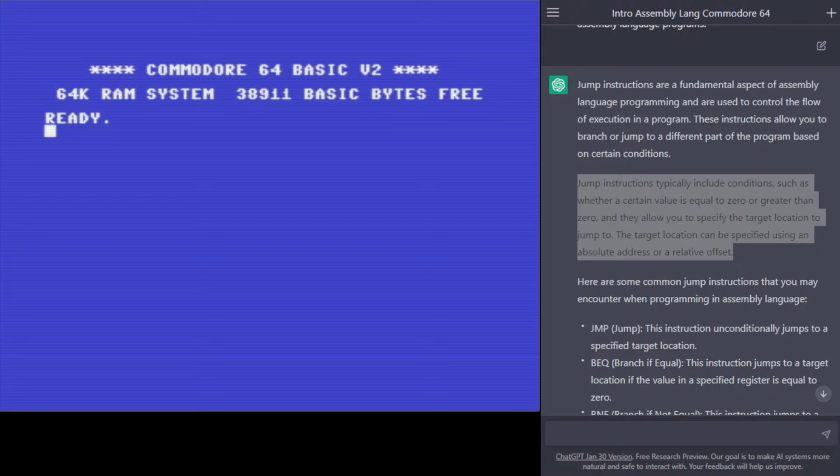Jump instructions typically include conditions, such as whether a certain value is equal to 0 or greater than 0, and they allow you to specify the target location to jump to. The target location can be specified using an absolute address or a relative offset.